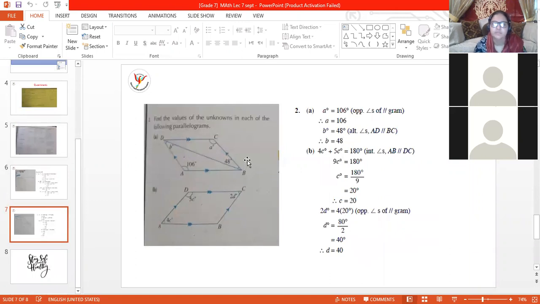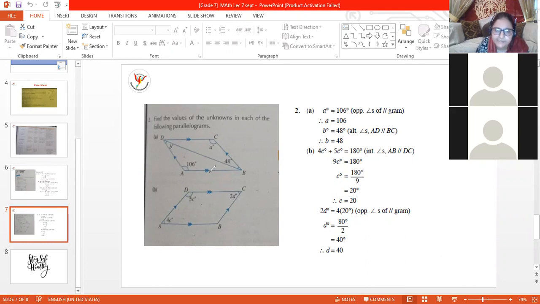In question number 2, again there are two parts, and you can see the figure is of a parallelogram. By using the properties of parallelogram, you will come to know the answers of the unknowns. First of all, in question number 2, part A, find the values of unknowns in each of the following parallelograms.